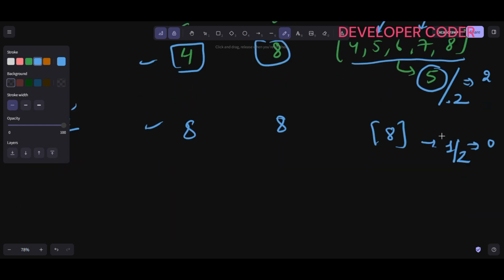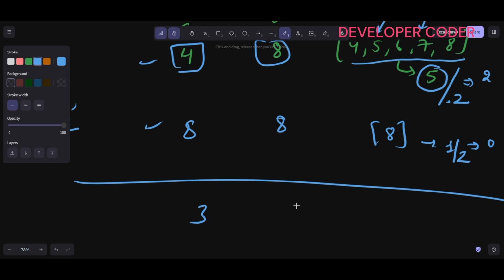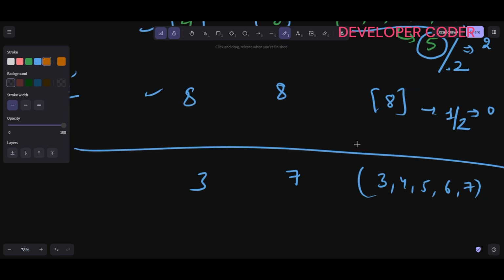Now if both are odd, that's the next scenario. So let's say this is 3 and this is 7. In this case 3 4 5 6 7, there are three odd values: 1 2 3, three odds are there. How am I going to get that then? So here the total is 5.